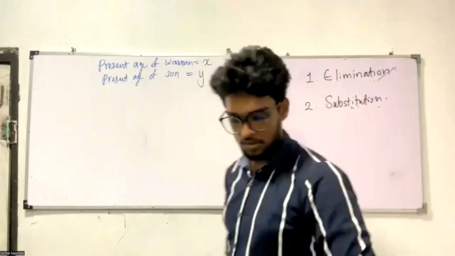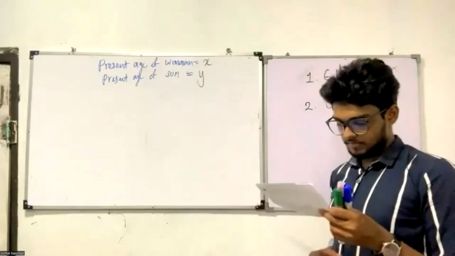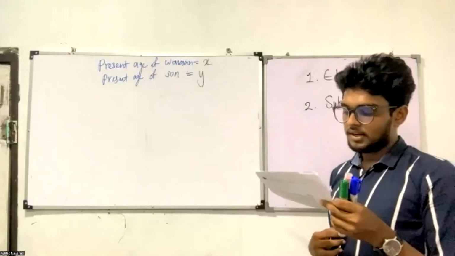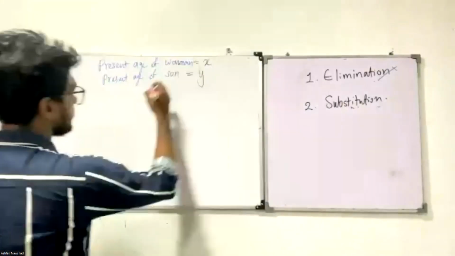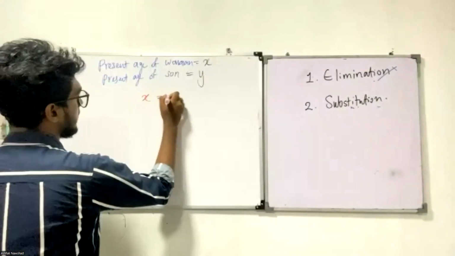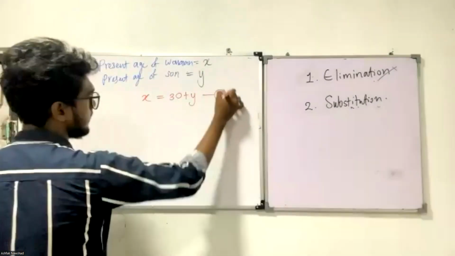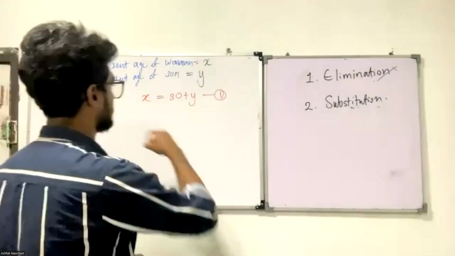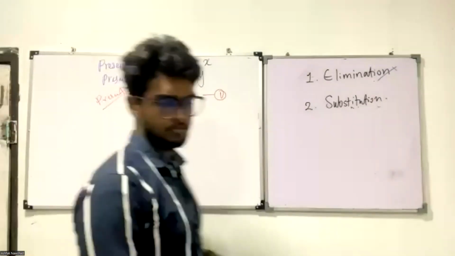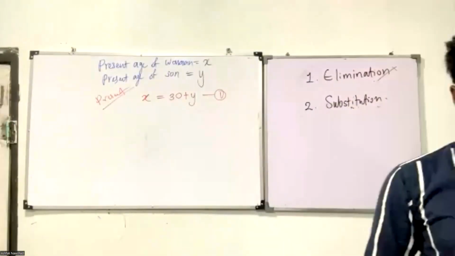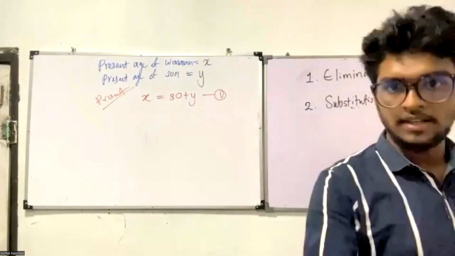Okay, correct. Now let's read the scenario. A woman is 30 years older than her son now. So the age of the woman is 30 more than the age of her son. Is this clear? This is the present situation. The age of the woman is 30 more than the age of her son. Is this clear?